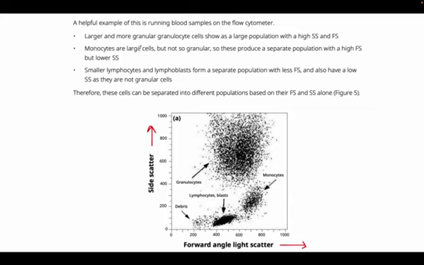Then we have monocytes, which are large cells but not granular. Right? So they will have high forward scatter but low side scatter. So this population will be monocytes. Small lymphocytes and lymphoblasts are not granular cells. They will have low side scatter. But because they're smaller, they will also have less forward scatter. So this population will be lymphocytes.